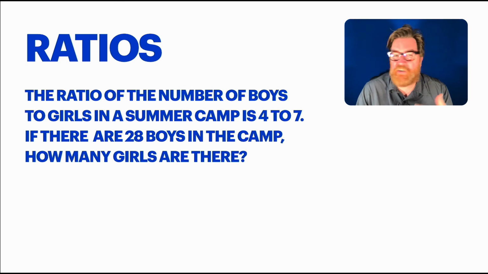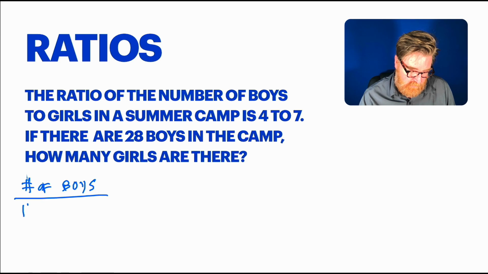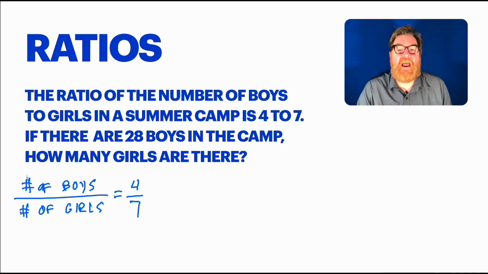Well, ratio is just another name for a fraction. So saying that the number of boys to the number of girls is 4 to 7 just means that that fraction would end up being 4/7. Now, we don't have 4 boys, we don't have 7 girls, evidently. It just means that for every 4 boys, there are 7 girls. And in fact, they tell us that really, the real number of boys is 28.